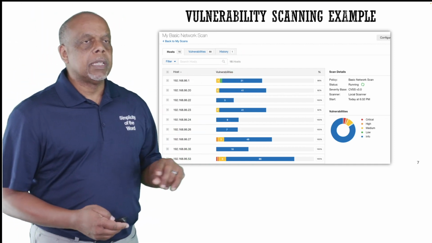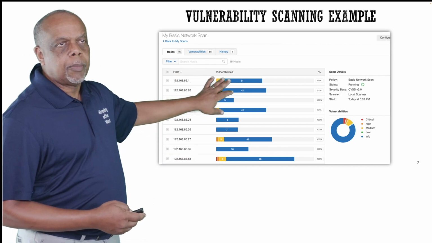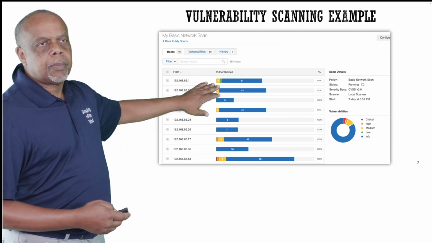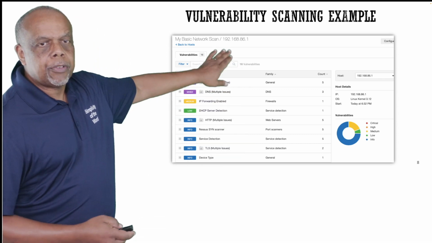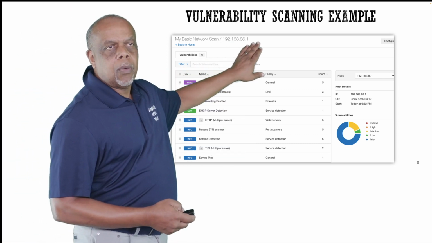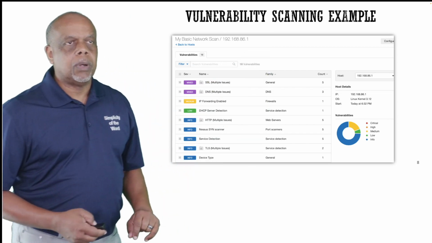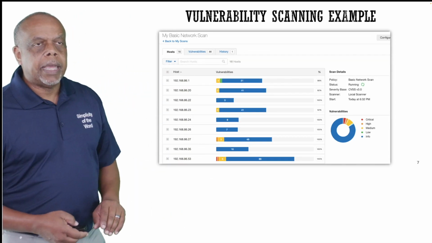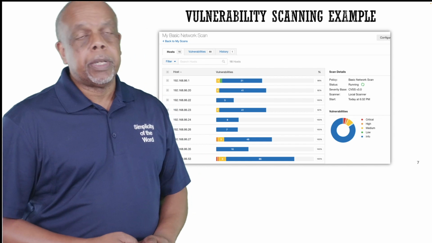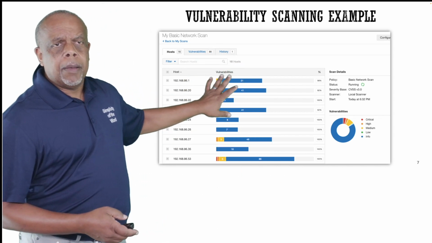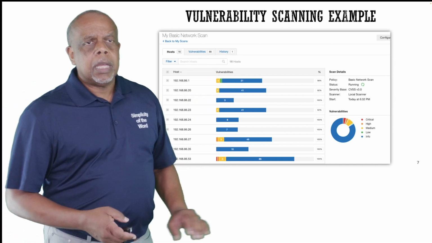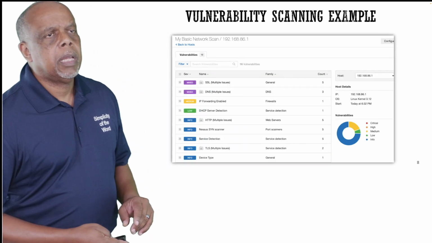So now I can drill down. This gave me a high-level summary, so let's drill down into one of these, okay? Now when I drill down into 192.168.86.1, which was this first one, it had 3 medium vulnerabilities, a low, and 31 informational.